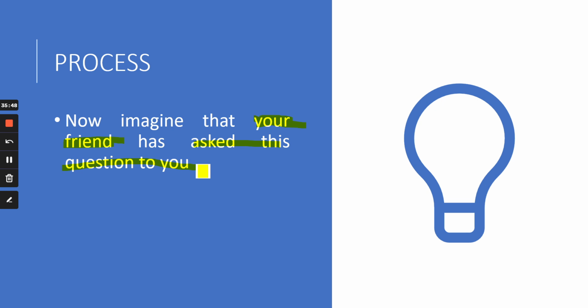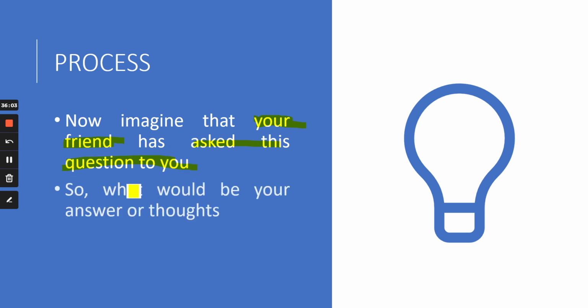Sir, if a friend asks anything, we don't think a lot. We just say the things that come to our mind. That's what I want. Imagine that your friend has asked the question about the topic to you. So what would be your answer or thoughts? Whatever answer or thoughts you would have if your friend asked you this, that is your idea to go ahead with your writing task too. Those thoughts, those answers will work best for you. They will be relevant, plus you will be able to develop them.